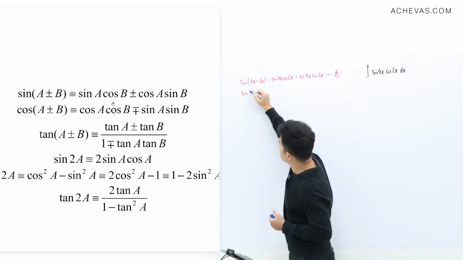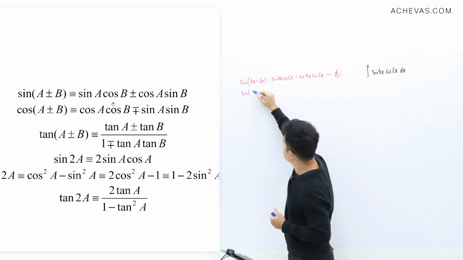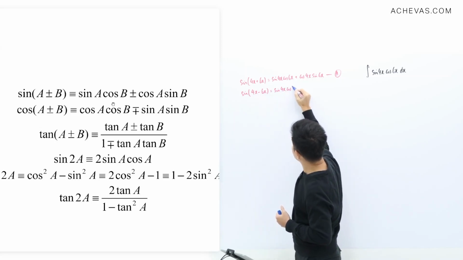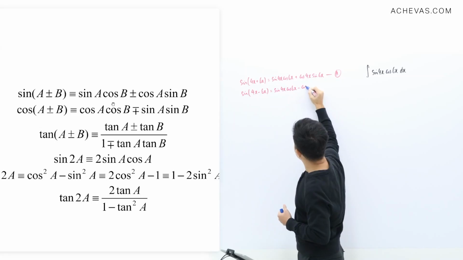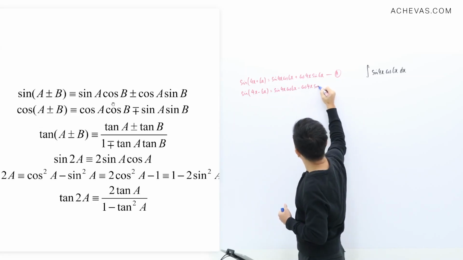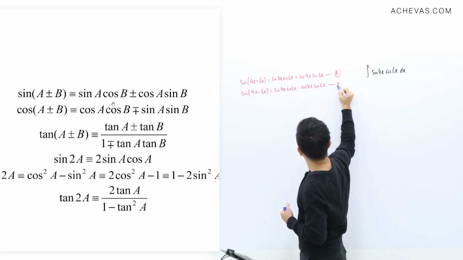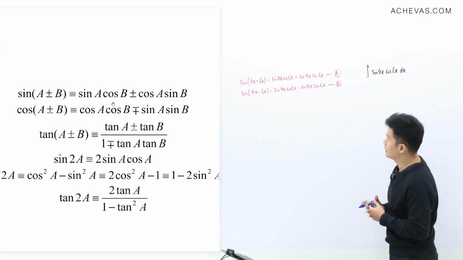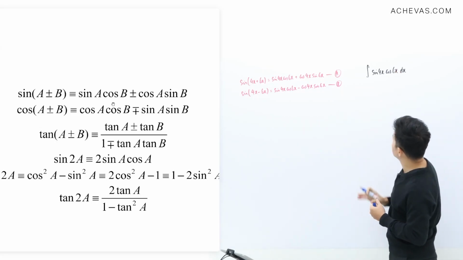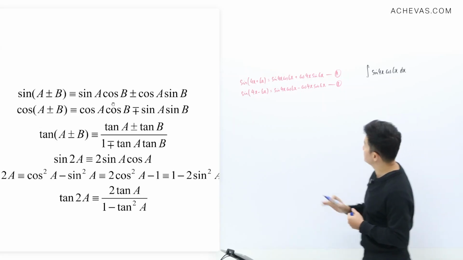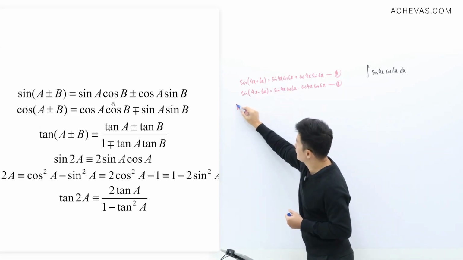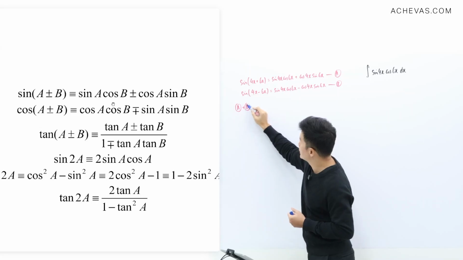And writing down the other version of the first identity, it will be sine of 4x minus 6x. This is going to be sine 4x cosine 6x minus cosine 4x sine 6x. This is B. And what I'm going to do is try to combine them together so that I will be left with sine 4x cosine 6x, which is this expression over here. And what I'm going to do is take equation A plus equation B.